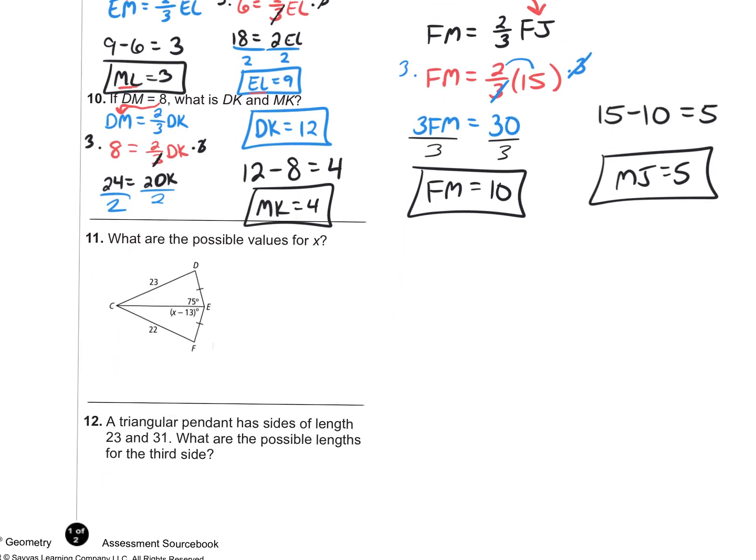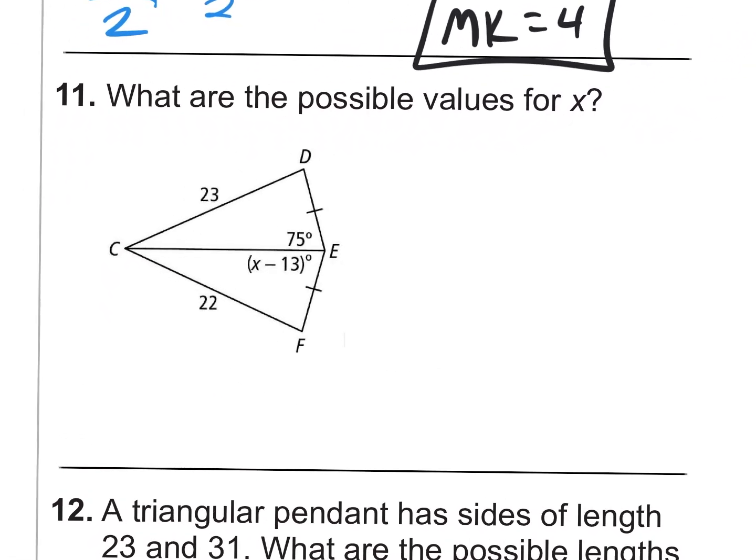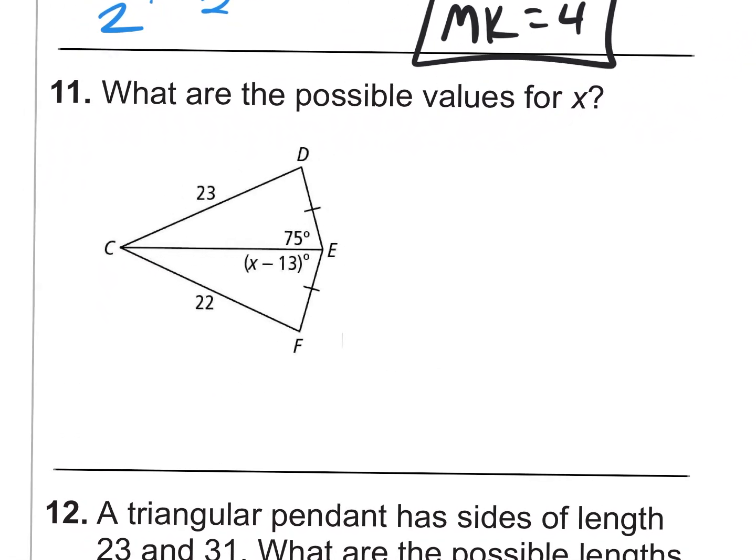Moving on to number 11. This one's asking what are the possible values for x. My recommendation here, because we tend to get confused whether we need to find the range or just one value, is to start with your algebraic expression. So what is my algebraic expression on number 11? X minus 13. Ask yourself, what is that representing? An angle or a side? It's representing an angle. If you're struggling with that, most of the time it's going to have a little degree symbol there. So this is representing an angle.